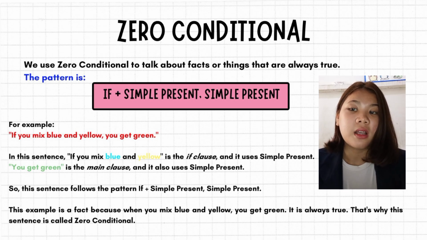This sentence follows the pattern if plus simple present, comma, simple present. This example is a fact because when you mix blue and yellow, you get green. It is always true. That's why this sentence is called zero conditional.